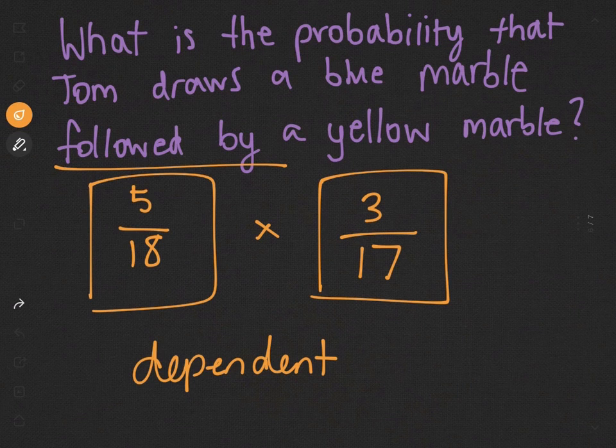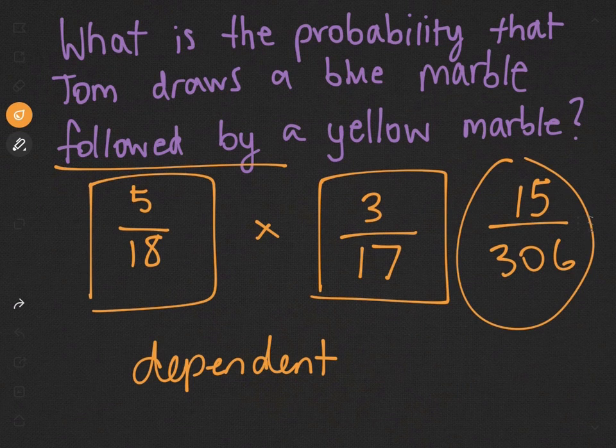So just to finish solving this problem, the answer is going to be 15 out of, quick math, 18 times 17, that's 306, I believe. Yeah, 306. So that's the probability of Tom drawing a blue marble followed by a yellow marble.